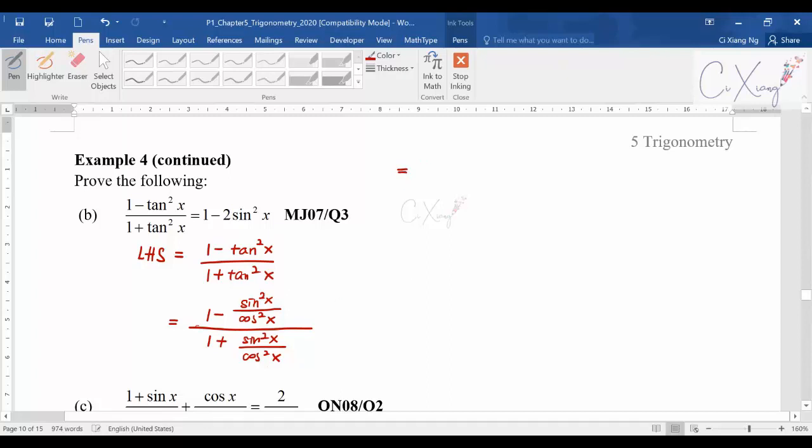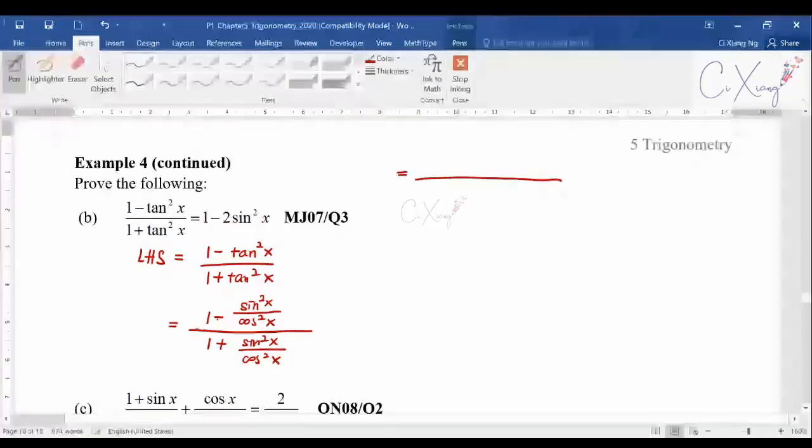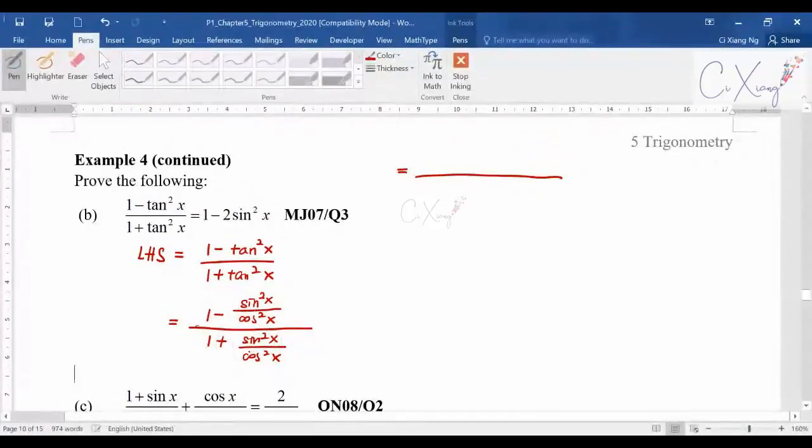For the next step, you will see that you're having a very complicated fraction and you need to try to simplify until there's no fraction, until it becomes an expression which is not a fraction. You're having two terms on top, two terms at the bottom. So if we want to simplify in an easier way, I suggest you change both terms into a fraction.